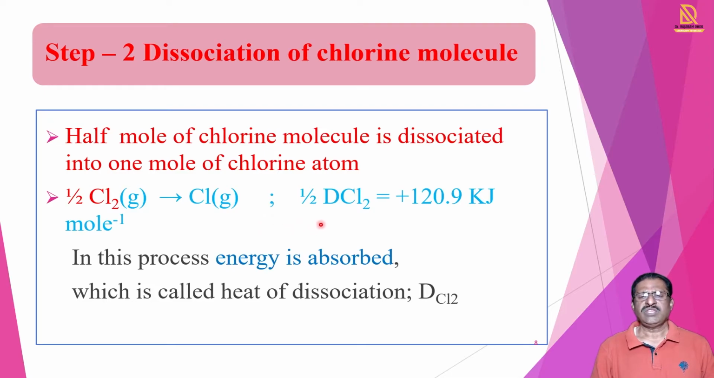When it undergoes dissociation, that energy is called dissociation energy. And we write how much energy is absorbed here: 1/2 DCl2 is equal to plus 120.9 kilojoules mole raised to minus 1. This energy is absorbed, and that is called the dissociation energy of the chlorine molecule.